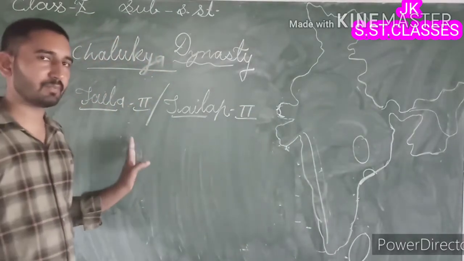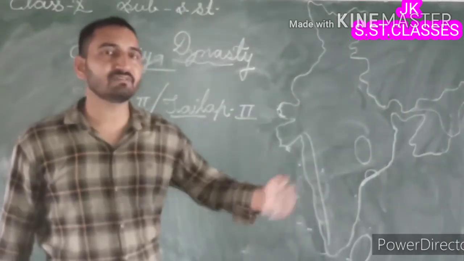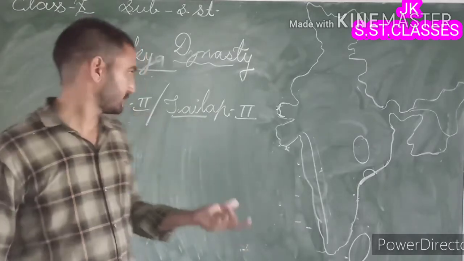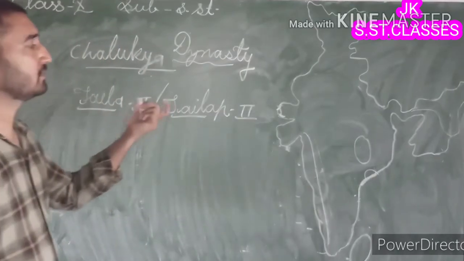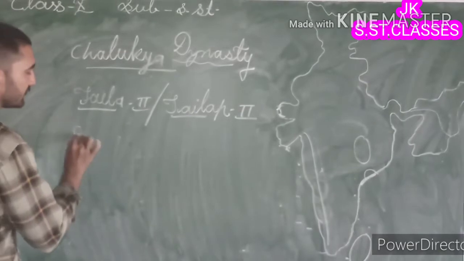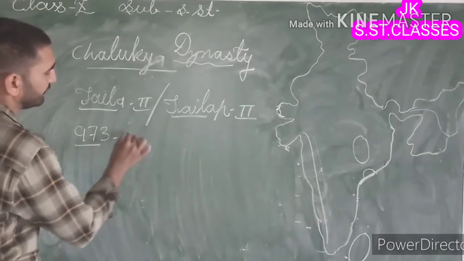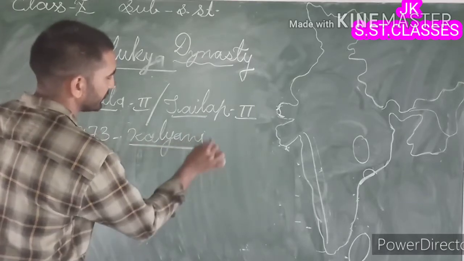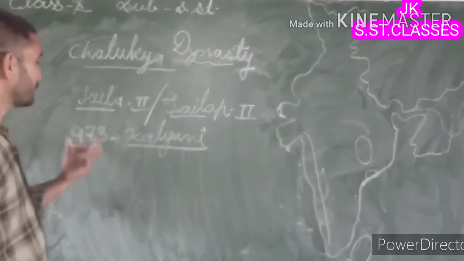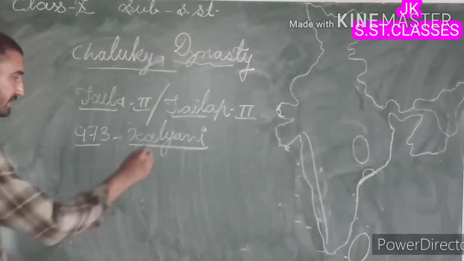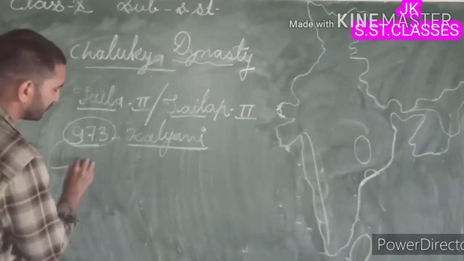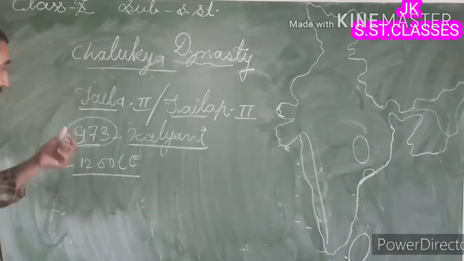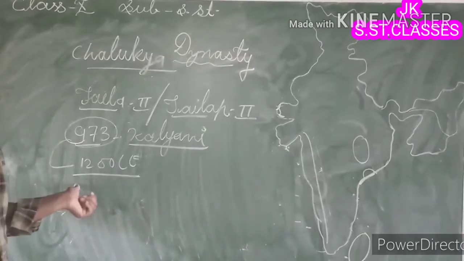Chalukyas of Vatapi ruled from Pulkesin I till 973 Common Era. After that, Taila II conquered the region of Kalyani in 973 and made Kalyani his capital. In this way started a new dynasty known as Chalukyas of Kalyani. This dynasty ruled from 973 Common Era to 1200 Common Era.